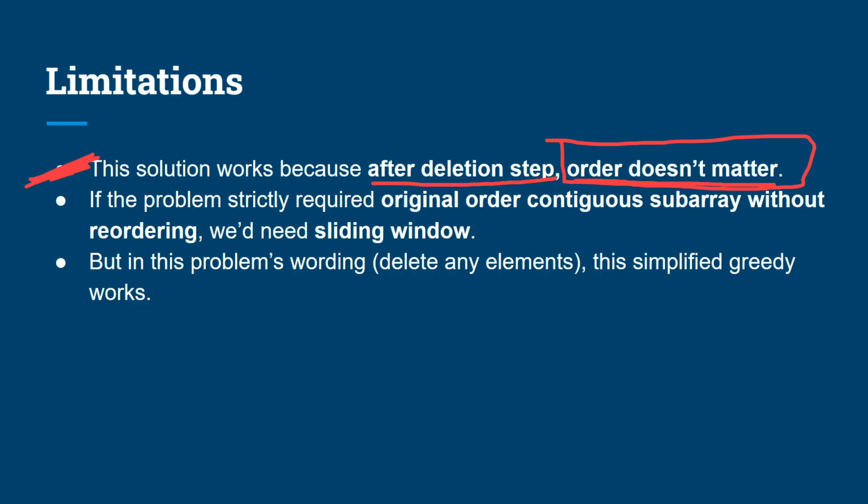If you're solving any problem, you should understand it, so that if a similar problem comes in the interview, you will not just blindly write the code. You will think before writing the code. So if the problem strictly requires the original order, a continuous subarray without reordering, we need a sliding window. If order doesn't matter, this will work. But if order matters, it requires the original order, a continuous subarray without reordering.